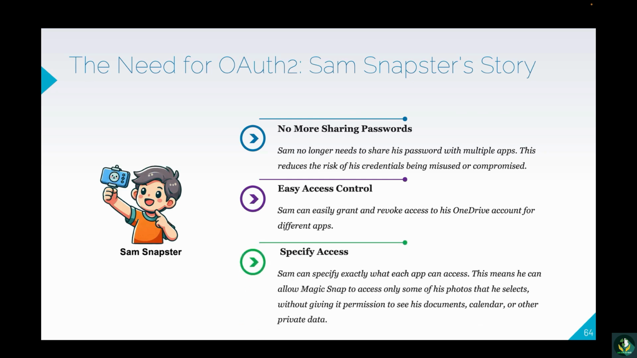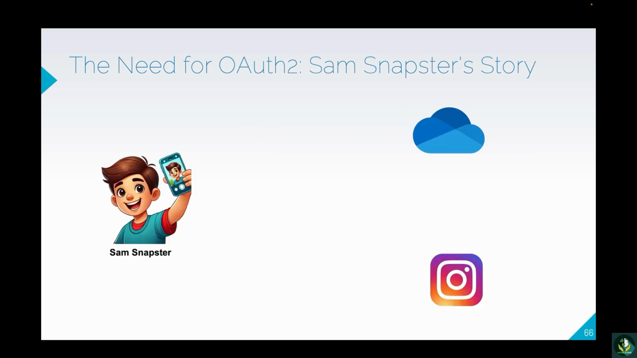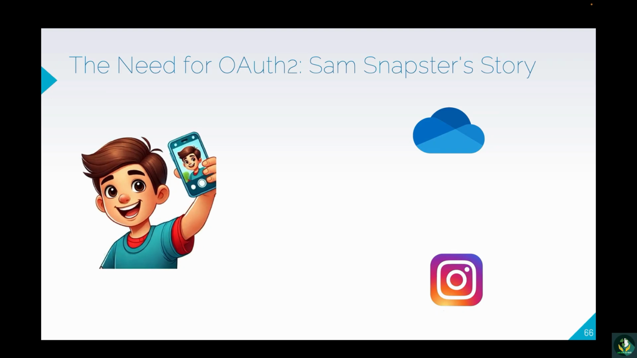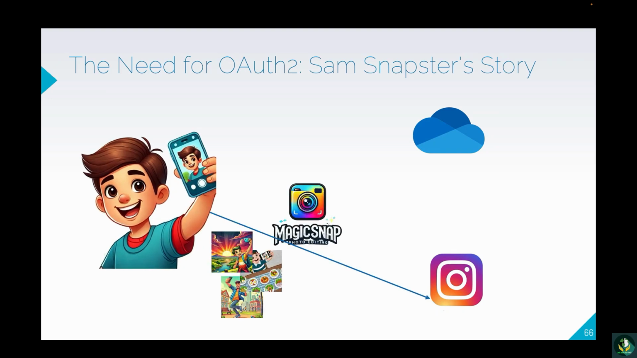Specify access. Sam can specify exactly what each application can access. This means he can allow Magic Snap to access only some of his photos that he selects without giving it permission to see his documents, calendar, or other private data. Sam is now excited. He can now edit his photos without any security worries and share them with his followers on Instagram. And guess what?